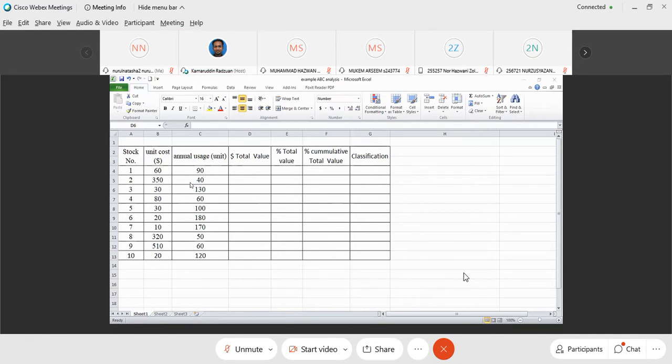So for the first step, we need the inventory data: the stock number, the unit cost per item, and the total annual unit usage for each component. Then to get the total annual value, we need to multiply the unit cost with the annual usage.